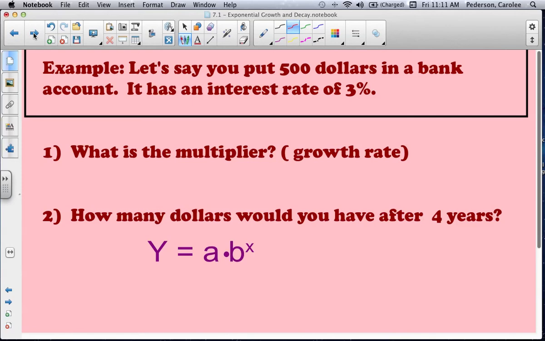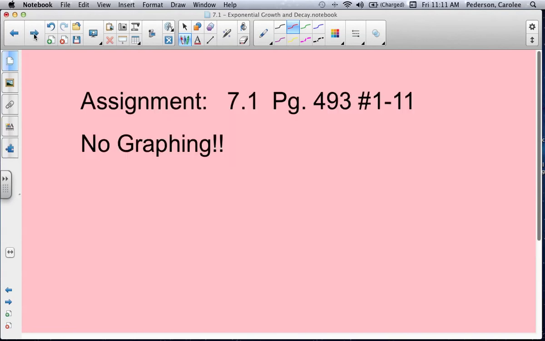I think we're going to skip this one. It's very similar to the one that we just did with people. This is money, and we're increasing at 3%. We want to find out how much money we'll have after 4 years.